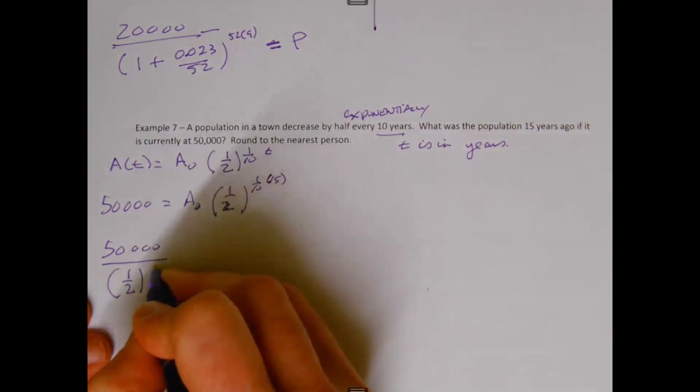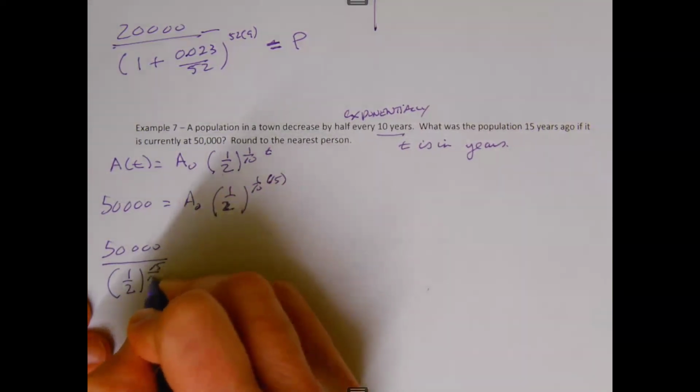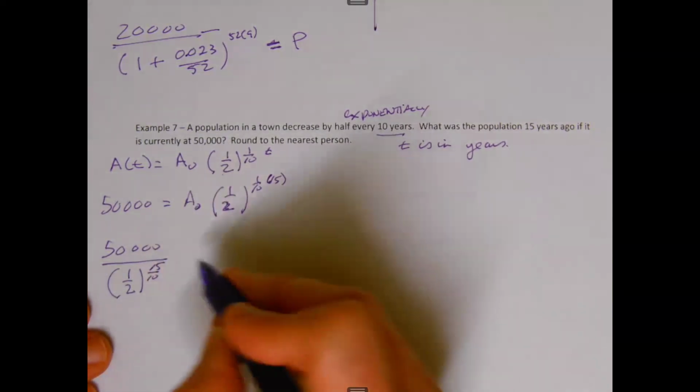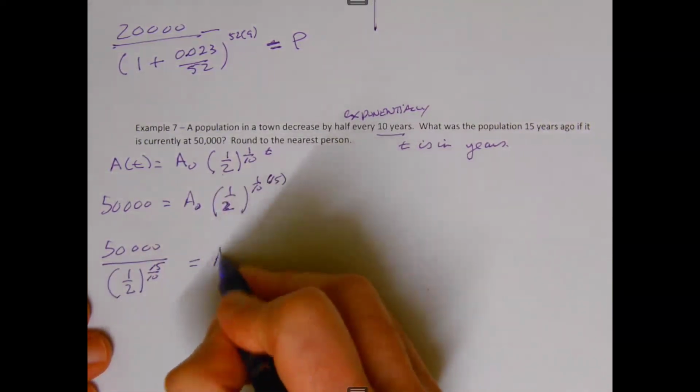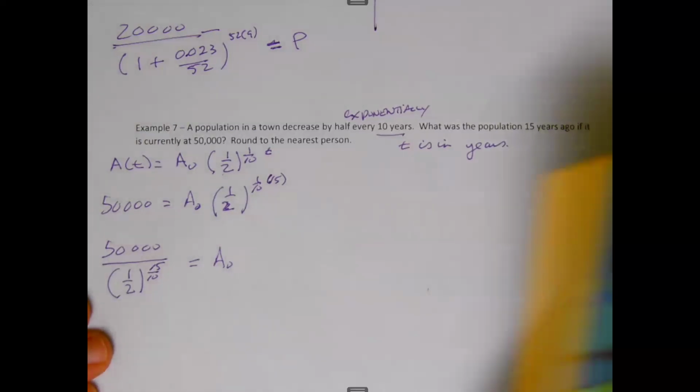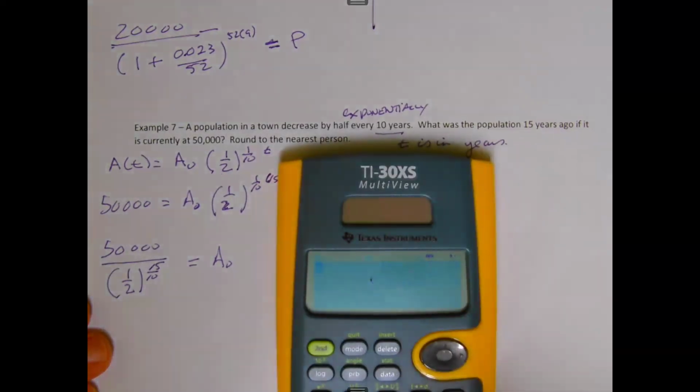So it's going to be 15 years, right? 15 divided by 10. Okay. Or 1.5. And that will give me this amount. So let's just go in a calculator and figure out what this is.